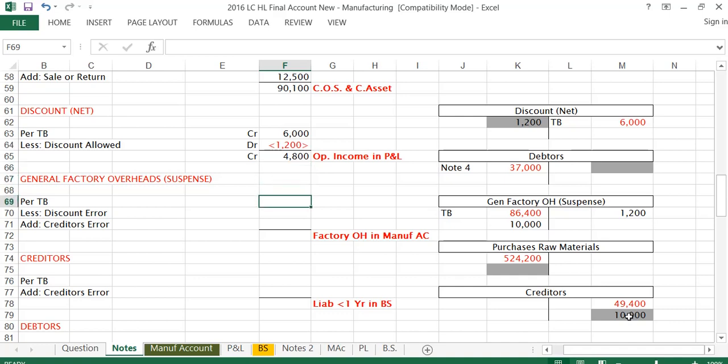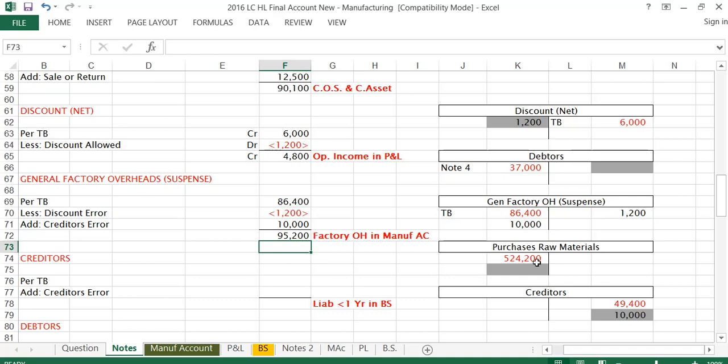My general factory overheads, including suspense, I don't need to do a note on debtors because actually it was entered correctly in the debtors, so that's fine. I need to do a note on general factory overheads, including suspense. So from the trial balance, it's 86,400. Then I'm going to take away the discount error of 1,200 because it's the opposite side here, it's a credit balance, so it'll reduce my debit balance. And I'm going to add the 10,000 for the creditor error because it's on the same side, it's a debit balance also, to increase the 86,400. So in total, my general factory overheads, including suspense, are 95,200.